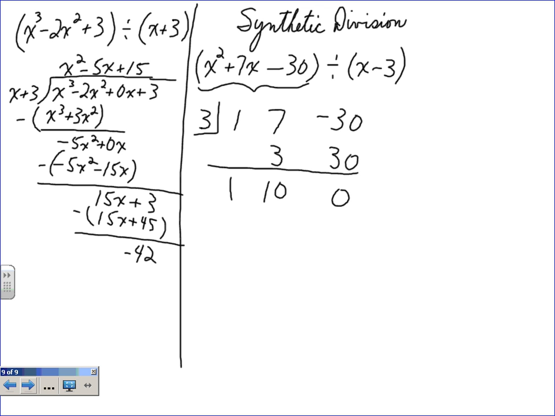That last number is my remainder. So then I have, what does the 1 stand for? We started with x squared. So now this is just 1x plus 10. And my remainder is 0. And what that means is, if I multiplied x minus 3 times my answer here of x plus 10, I will get x squared plus 7x minus 30.